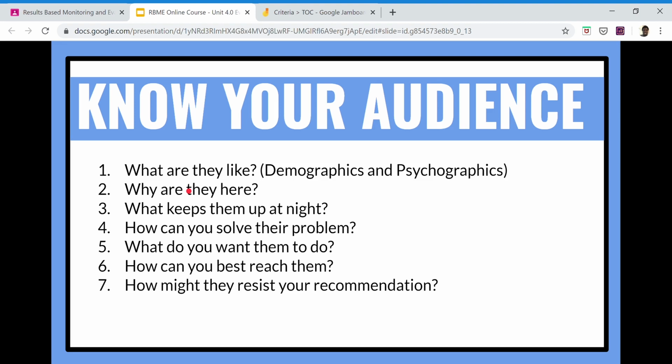Then the third thing is what keeps them up at night. It's important to empathize with this set of people, like I said, with policymakers all the time.